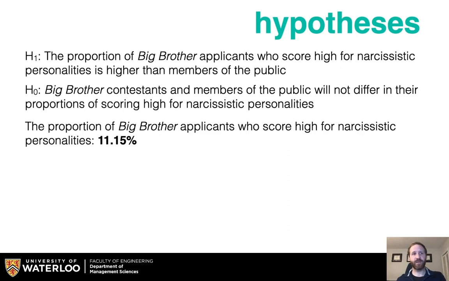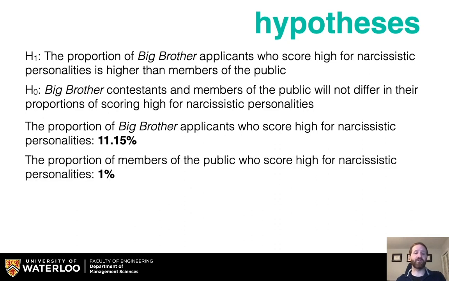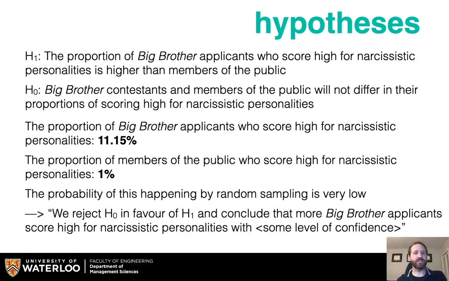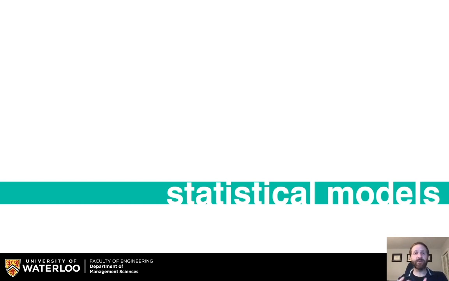So let's go through this. The proportion of Big Brother applicants who score high for narcissistic personalities is 11.15% from our data, and the proportion of members of the public who score high for narcissistic personalities is 1%. And the probability of this happening by random sampling is very low. So we would write, we reject H0, or the null hypothesis, in favor of H1, the alternative hypothesis, and conclude that more Big Brother applicants score higher for narcissistic personalities with some level of confidence. And we haven't got a sense of error or of confidence yet, but we'll get there soon. When we think about statistical models, that's how we come up with a sense of confidence in our conclusions.